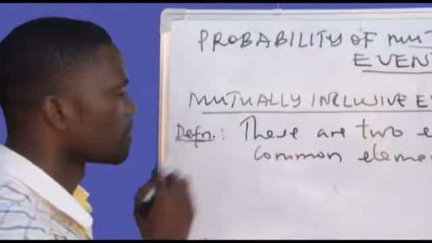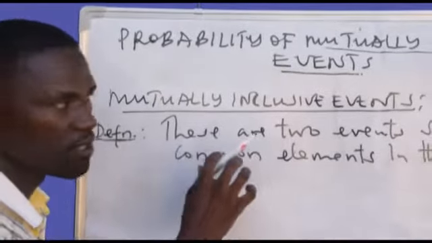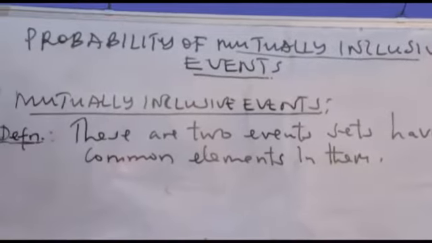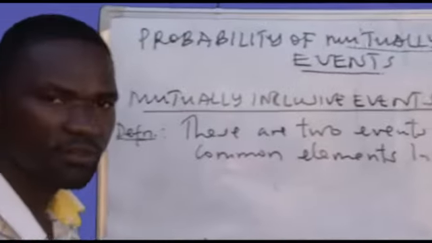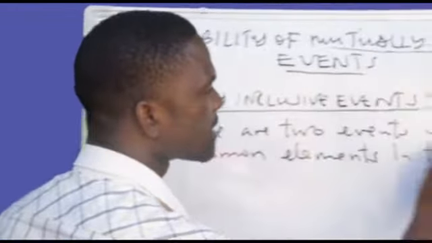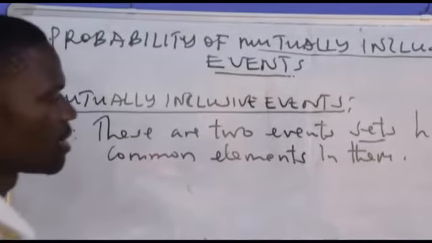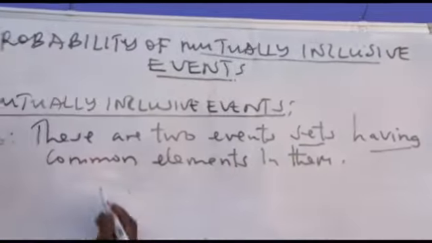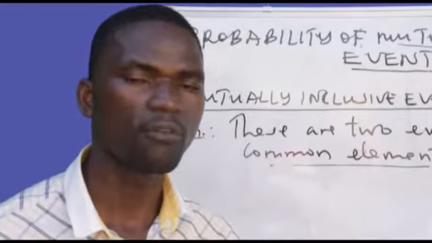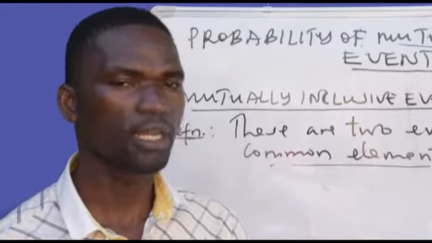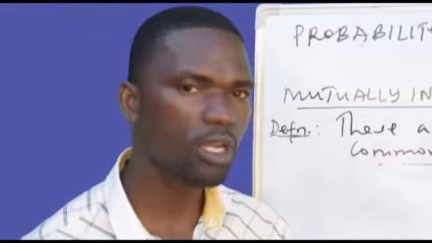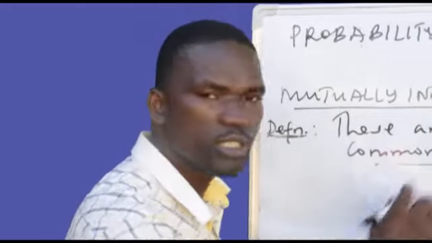So here is the definition. Mutually inclusive events are two event sets having common elements in them. What is very peculiar with these mutually inclusive events is that these are sets, actually event sets, having common elements in them. So whenever two events have common elements in them, they are including one another, and therefore we call them mutually inclusive events.